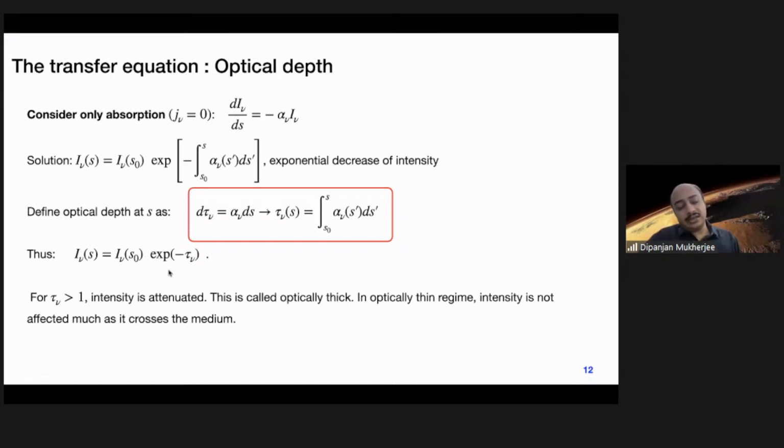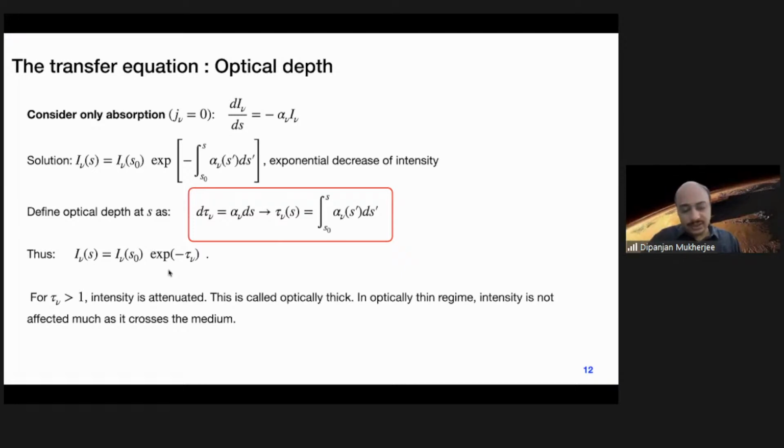So you can understand that if the optical depth is greater than 1, then your intensity is decreased or attenuated, and in such a case the medium is called optically thick. If your optical depth is less than 1, you will still have a decrease in intensity perhaps, but very small. So essentially, as a ray passes through that medium, the energy in the ray is not really affected much. That is called optically thin.